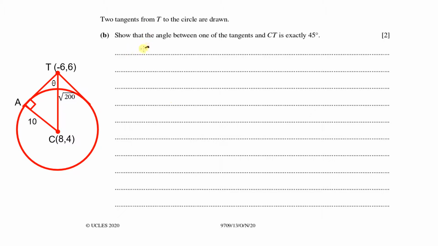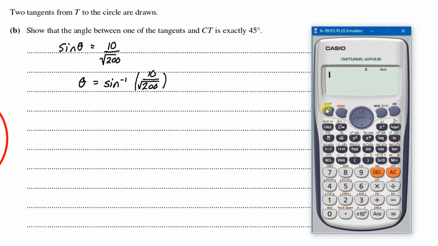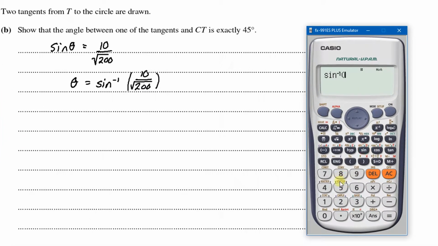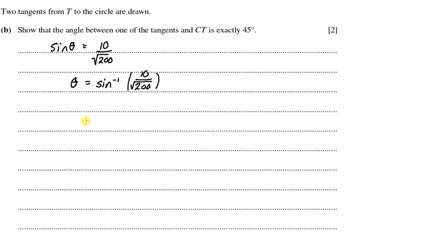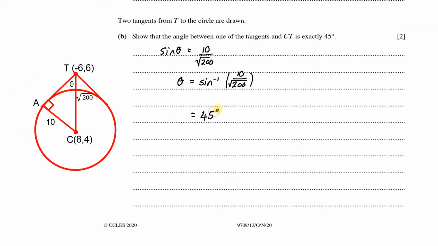So we can say sine of theta is equal to the opposite side, which is 10, over the hypotenuse, which is square root of 200, which means theta is equal to arcsine of 10 over the square root of 200. So let's type that in. So that's shift sine of 10 over root of 200, and we get 45. So we get theta as 45 degrees, and hence shown.